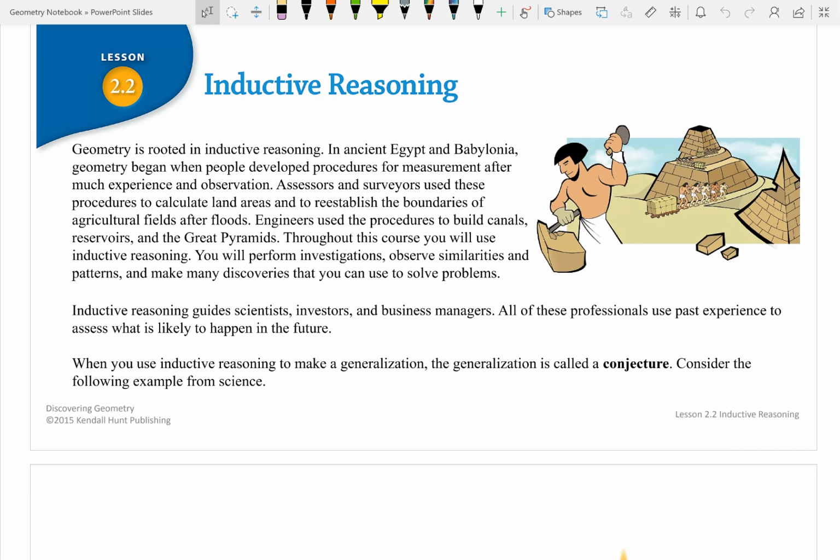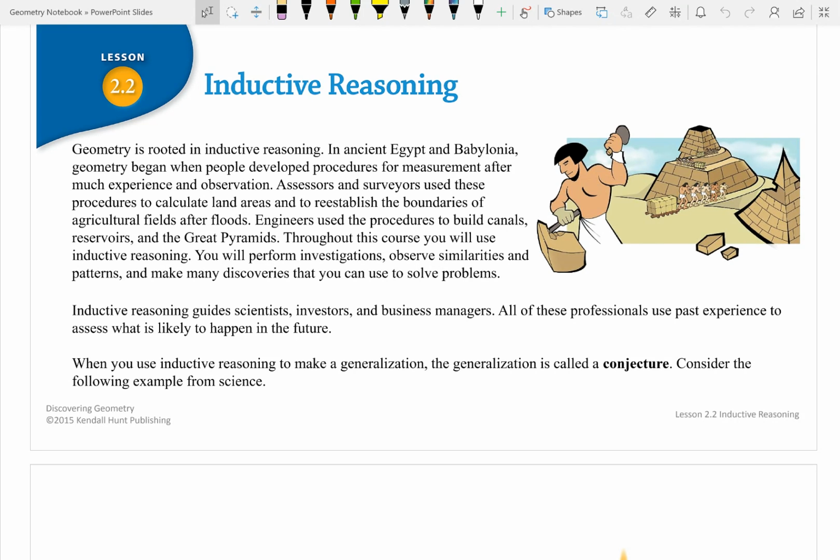Geometry is rooted in inductive reasoning. In ancient Egypt and Babylonia, geometry began when people developed procedures for measurements after much experience and observation. Assessors and surveyors used these procedures to calculate land areas and to reestablish the boundaries of agricultural fields after floods. Engineers used the process to build canals, reservoirs, and the Great Pyramids.